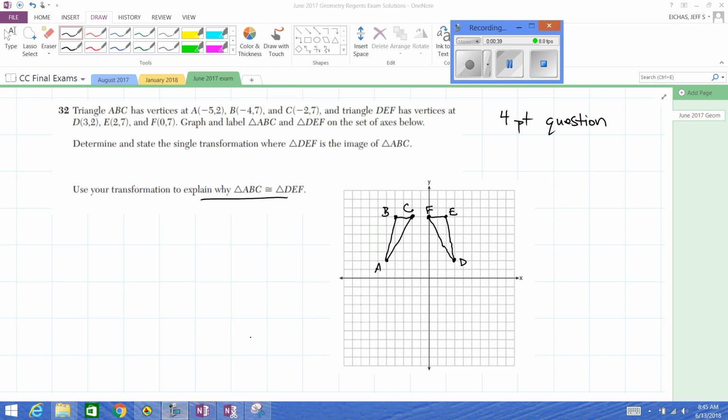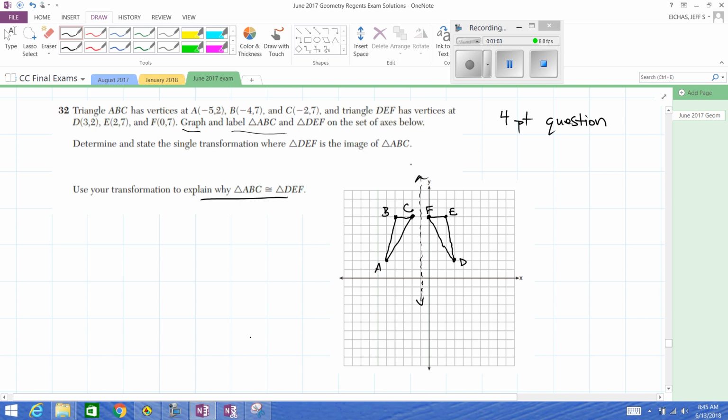Okay, we're back. Now this is the graph of these coordinates. The graph piece is getting the dots. Label is putting the letters near it. Determine and state the single transformation where triangle DEF is the image of triangle ABC. Looks like it's going to be this vertical line here. This is x equals -1. That's the perpendicular bisector of AD and CF, so it's going to map those onto each other.